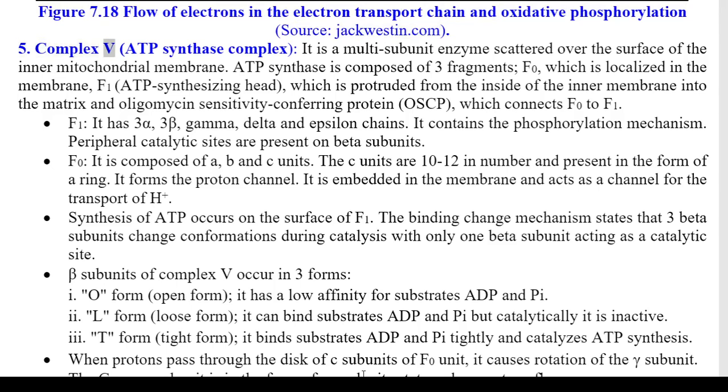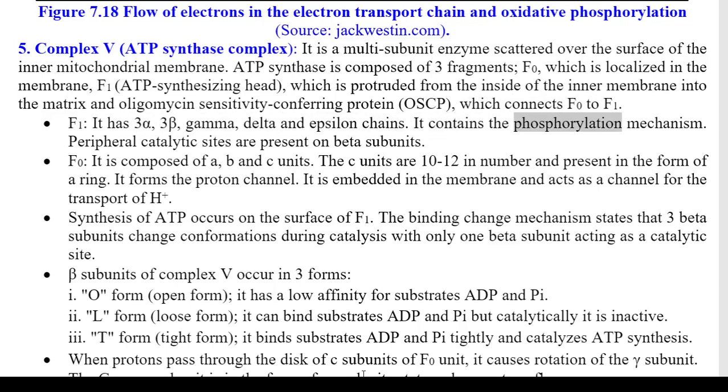5. Complex V, ADP synthase complex. It is a multi-subunit enzyme scattered over the surface of the inner mitochondrial membrane. ADP synthase is composed of 3 fragments: F0, which is localized in the membrane; F1, the ADP synthesizing head, which is protruded from the inside of the inner membrane into the matrix; and oligomycin sensitivity conferring protein, OSCP, which connects F0 to F1. F1 has 3 alpha, 3 beta, gamma, delta and epsilon chains.